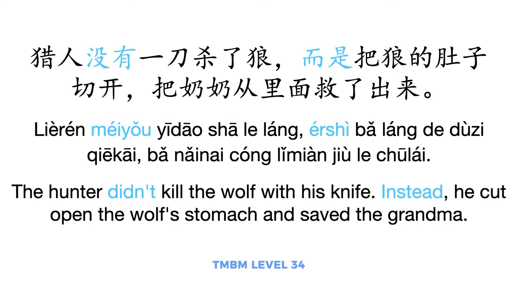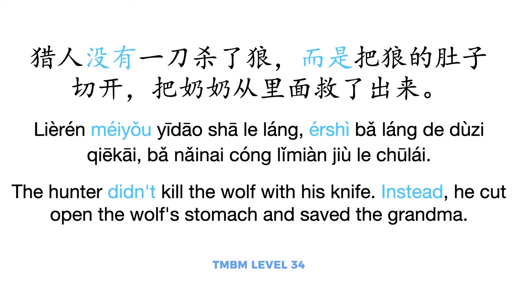So you notice a little difference here. We're using 没有 instead of 不是. And the reason is because we're talking about the past, so you can just change 不是 to 没有. But 而是 stays the same. Okay? So 没有一刀杀了狼. He didn't just kill the wolf, I keep saying lion, with one stab of his knife. 而是把狼的肚子切开. He cut open the stomach of the wolf. Pretty grim, pretty brutal, as are the old school European fairy tales.